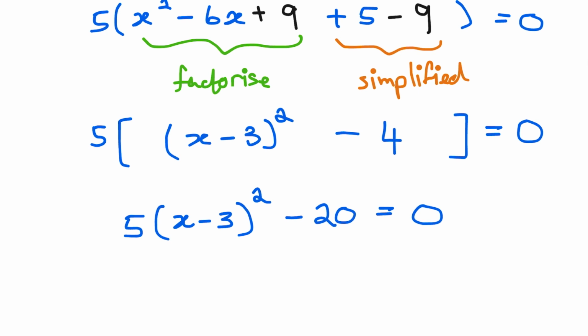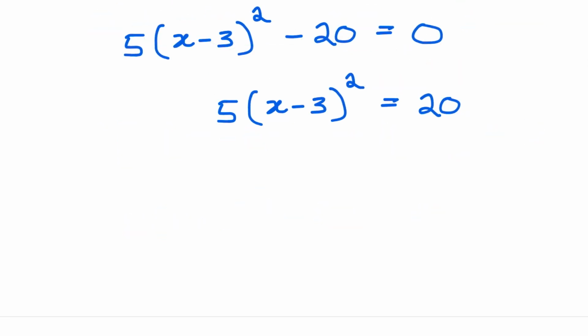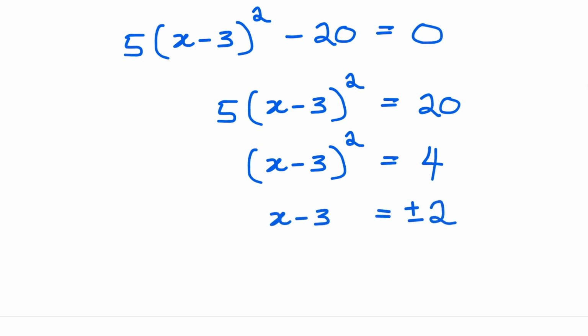So now this is the form that they typically want of you if you were working with a quadratic function, say for example. But if the goal is to solve x, then we can simplify this even further. Start by adding 20 to both sides, then divide by 5. If you take the square root, then 4 becomes plus or minus 2, and finally adding 3 to both sides gives us 3 plus or minus 2.